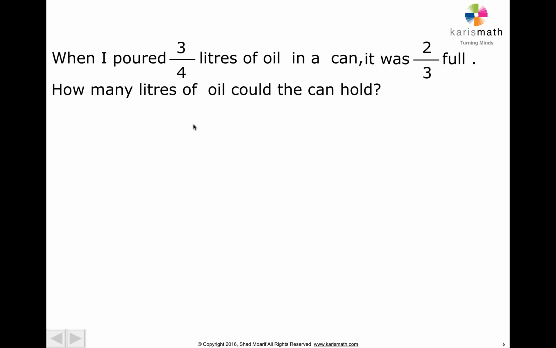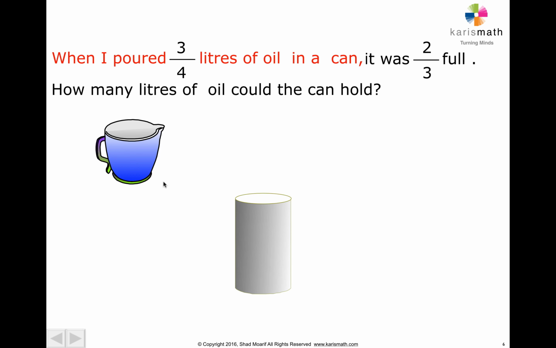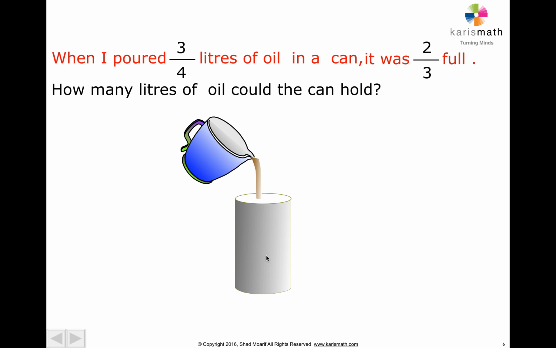So here's another one. When I poured 3/4 liters of oil in a can, it was 2/3 full. Look at all the information here. I poured 3/4 liters of oil in a can. So this is what I've got my oil in, and I'm going to pour it inside a can. That's my can. 3/4 liters of oil in a can. So that's the amount of oil I'm pouring in. So I tip it over and I pour it in, and it's 2/3 full.